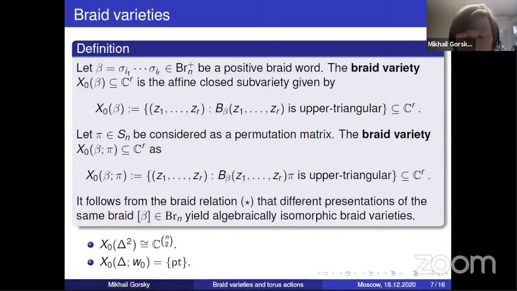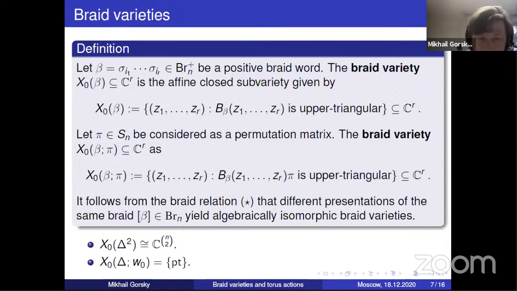Now let me say that this does not depend on the choice of a word if two words are related by a braid move. Indeed, this follows from the same relation, and by the commutation move as well. We do some change of variables, but it's clear that the braid varieties will be algebraically isomorphic. And now we have defined these varieties, we can take a look at our examples from our previous slide.